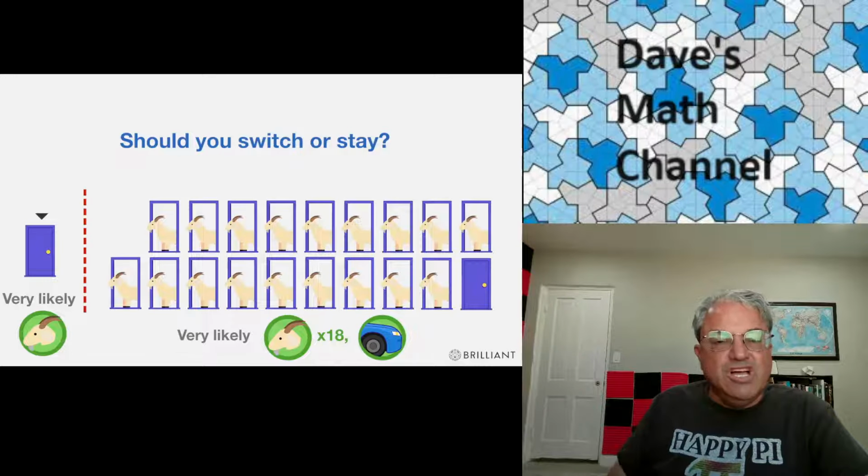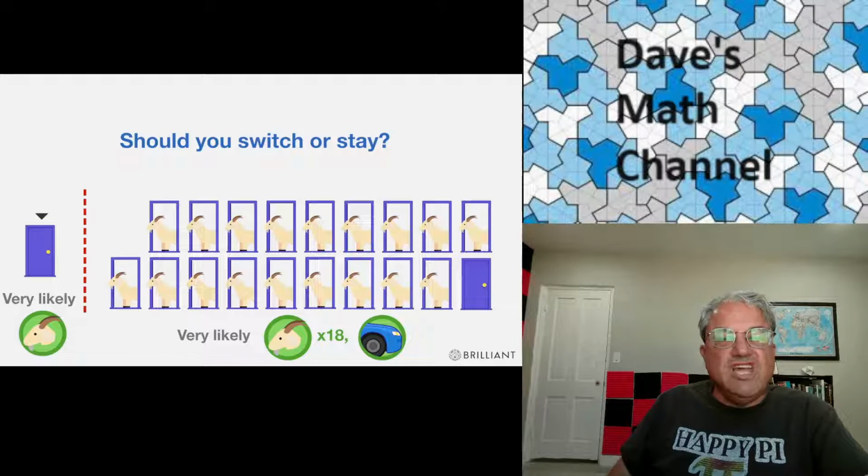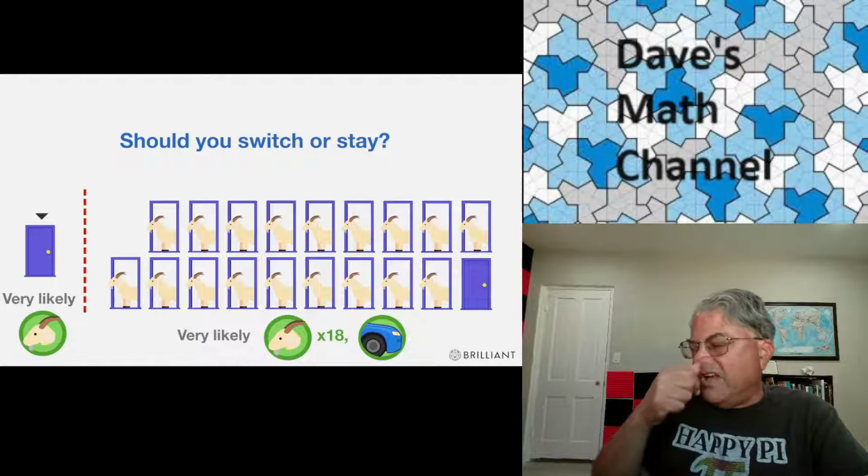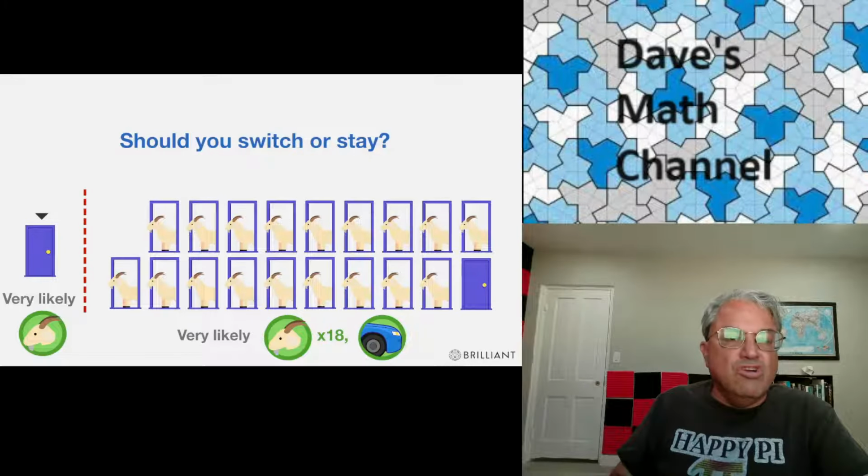If you just happen to be lucky and pick the car, you shouldn't switch. But that only had a 1 in 20 chance of happening. There was a 19 out of 20 chance you picked the wrong door. But Monty Hall already knows where the car is. In this case, it's behind door 20. So he's going to show you all the other doors you didn't pick.